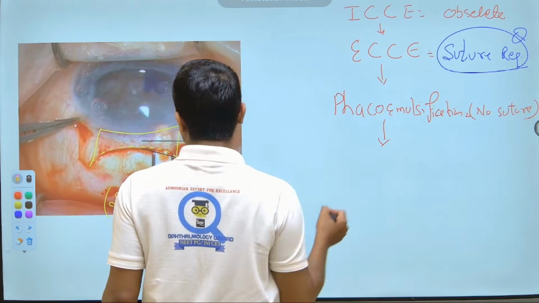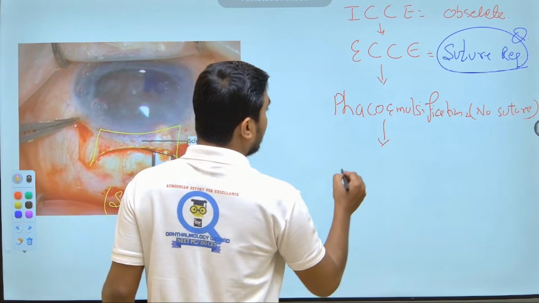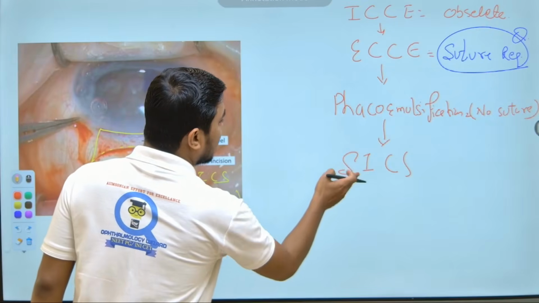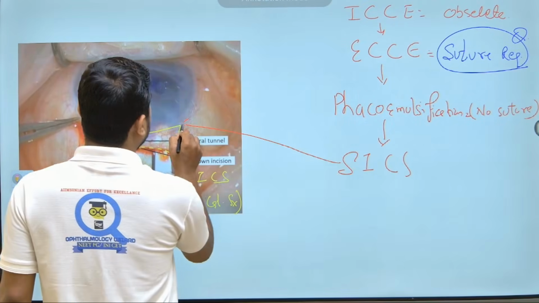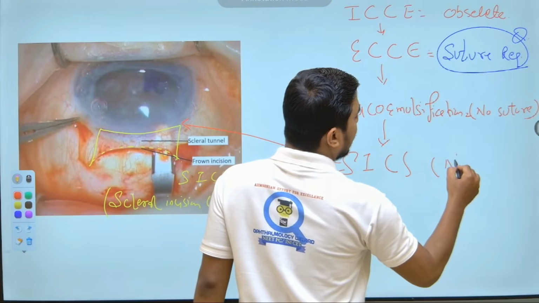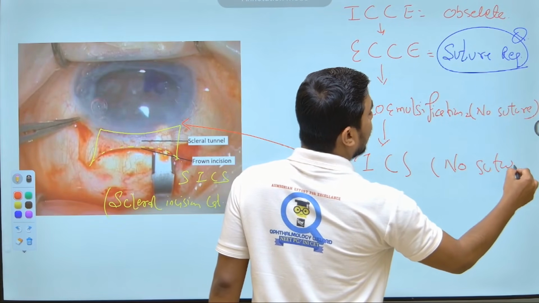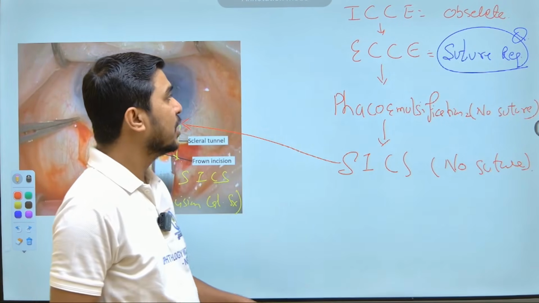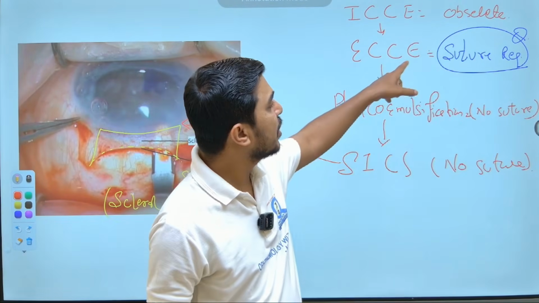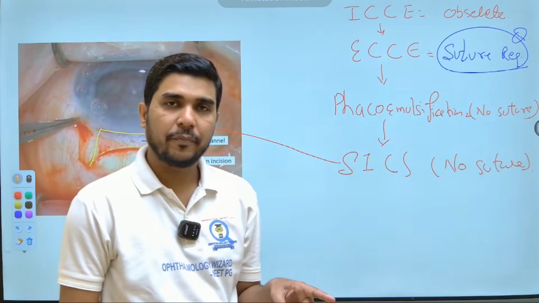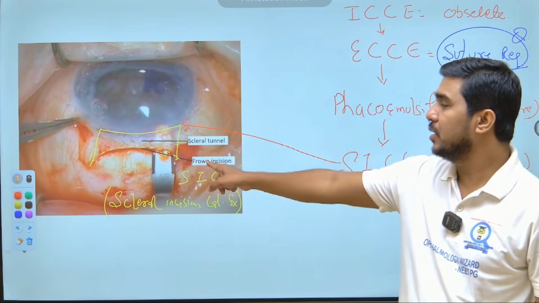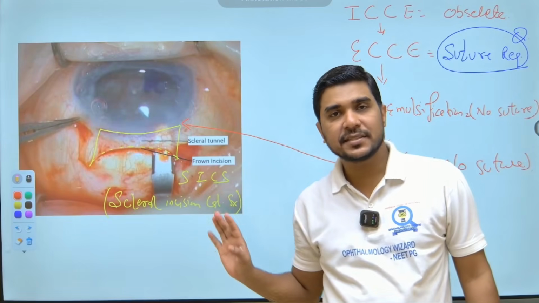Then the latest is SICS, scleral incision cataract surgery. Obviously, in this also no suture is required. So the MCQ that they have asked, the cataract surgery where the suture is required, it is extracapsular cataract extraction where the suture is required. Understood? So if you see this type of incision, then you can tell this is an SICS surgery.